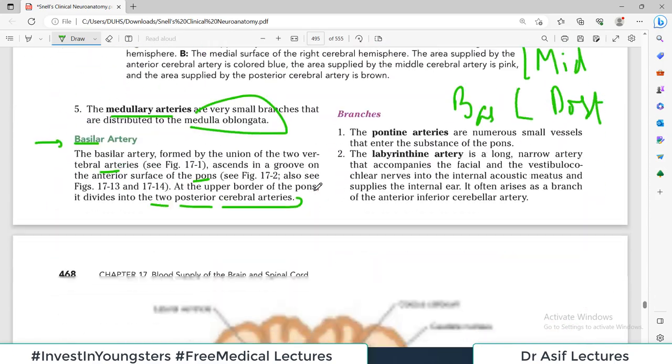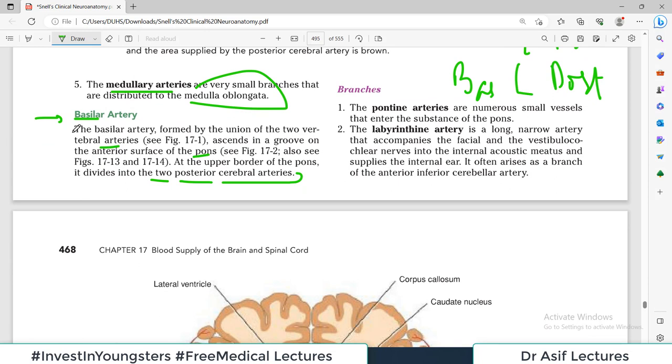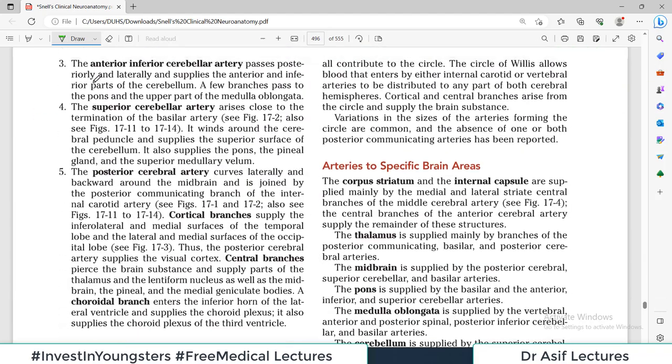ठीक है जनाब, अब what next we have to discuss is the branches from the basilar artery. Obviously ये pons पे travel कर रही है तो pontine branches तो बनती हैं. Then there is a labyrinthine artery. It's a long narrow artery that accompanies the facial and the vestibulocochlear nerves into the internal acoustic meatus. It often arises as a branch of the anterior inferior cerebellar artery. So it is too much but it supplies the labyrinth. That's the simplest form of it.